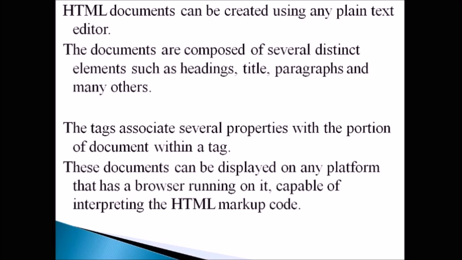And also these documents are composed of several different elements. We can see that an HTML document may have different tags, but it is composed of several different elements such as headings, title, paragraphs and many things. And also each tag is associated with several properties. If we take a tag, it may have its own properties that should be given within the tag itself as a portion of the document.